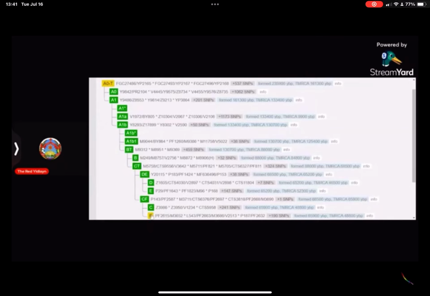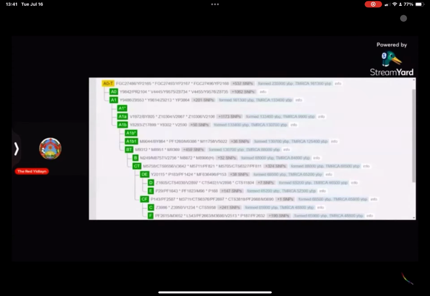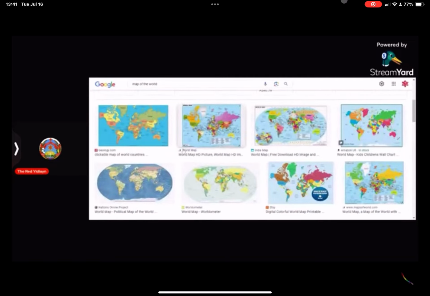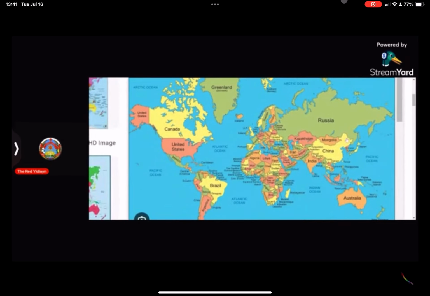And haplogroup C represents generally people in the northeast of the old world. If I pull up a map of the world, I'll show you what I mean by that. So in the northeast of the old world, we talk about Siberia, Mongolia, northern Japan, northern Korea. They also go over into the United States and Canada. You get haplogroup C. They are very much northern people, northeastern people.